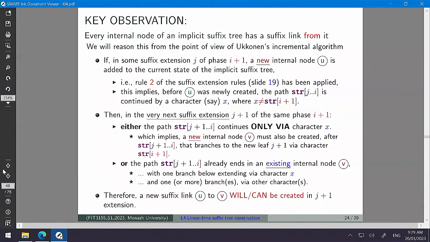So let's take 1 to I. The new character is coming in, and we'll call the new character Z, at I plus 1. So you've finished 1 to I, the implicit suffix tree, and you're extending it by I plus 1. So when would a new internal node be created, when would rule 2 regular be applied? Somebody help me? Alpha Z, when will rule 2 regular be applied?